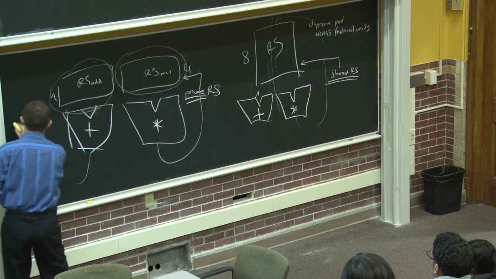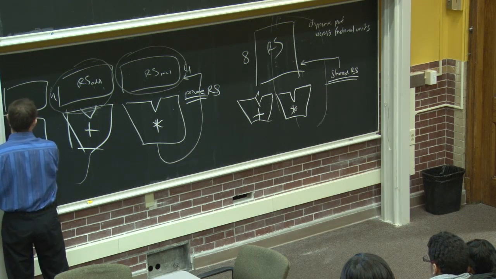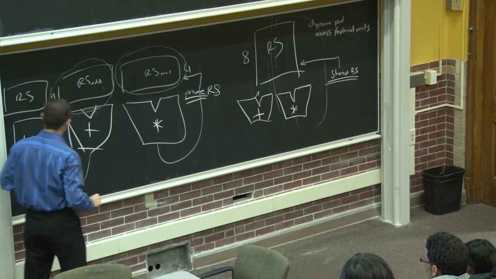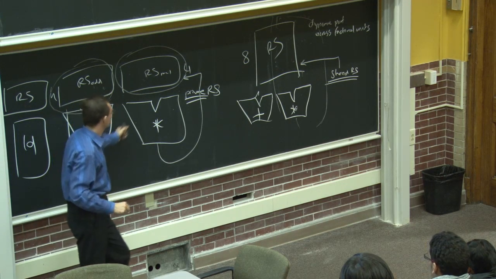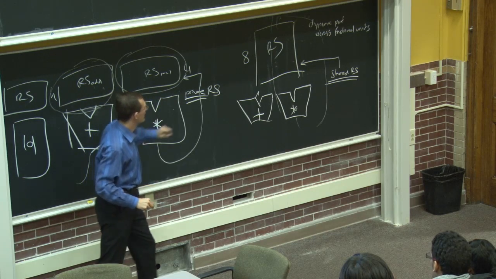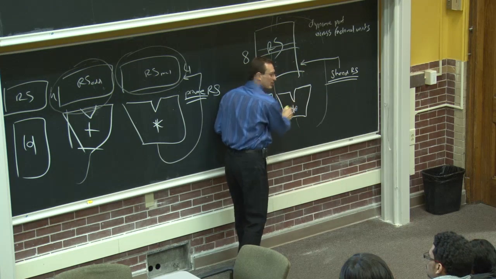One other thing, you can think of the load units here also, right? And they have reservation stations also. One other thing is you can customize these reservation stations once they're private to the functional units. Whereas here, each reservation station entry should be general purpose across these functional units.